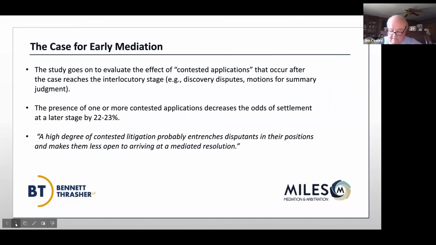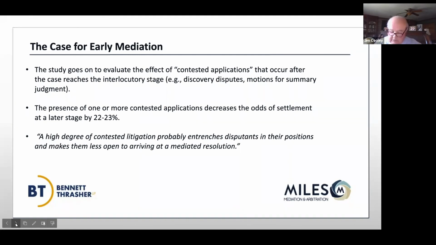The effect of contested interlocutory proceedings in and of themselves decreases the odds of a later settlement by somewhere around 22 to 23% for each contested application. So as positions get harder and harder and harder, the chances of success at mediation drop dramatically. So the conclusion, one of the conclusions from this study, which I'll quote for you.